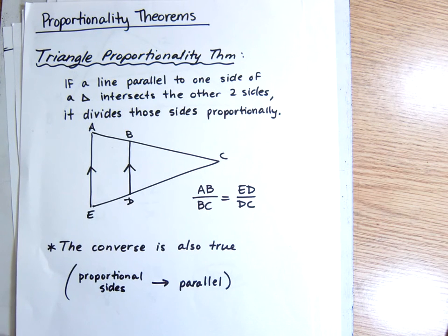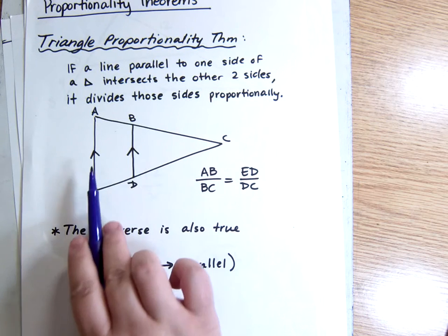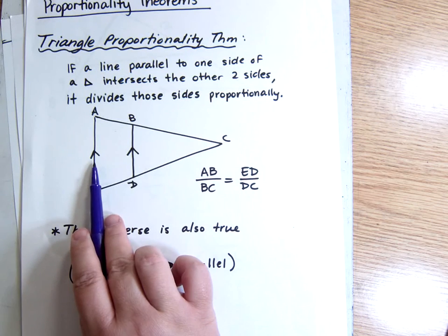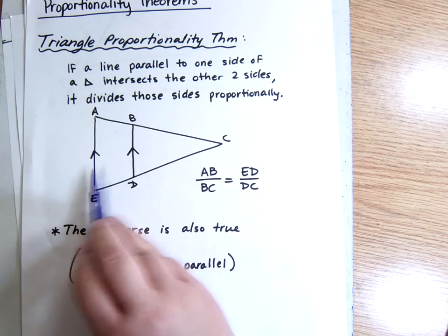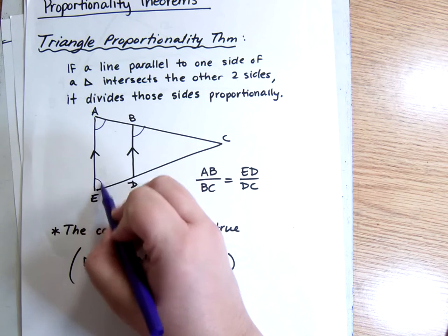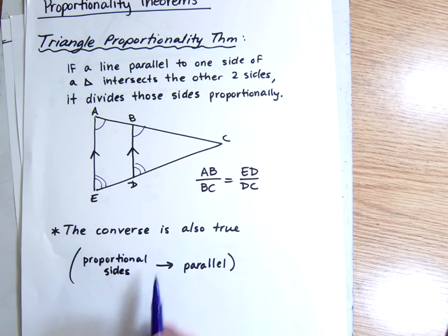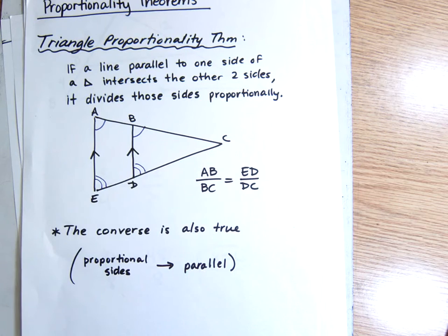The first one was the triangle proportionality theorem. From knowing these two sides are parallel, we know these pieces are going to be proportional. The reason for this is that if these are parallel, we have corresponding angles, and you could also say angle C is in both triangles, so those triangles are similar. So just knowing that these two sides are parallel tells me that these pieces are proportional.